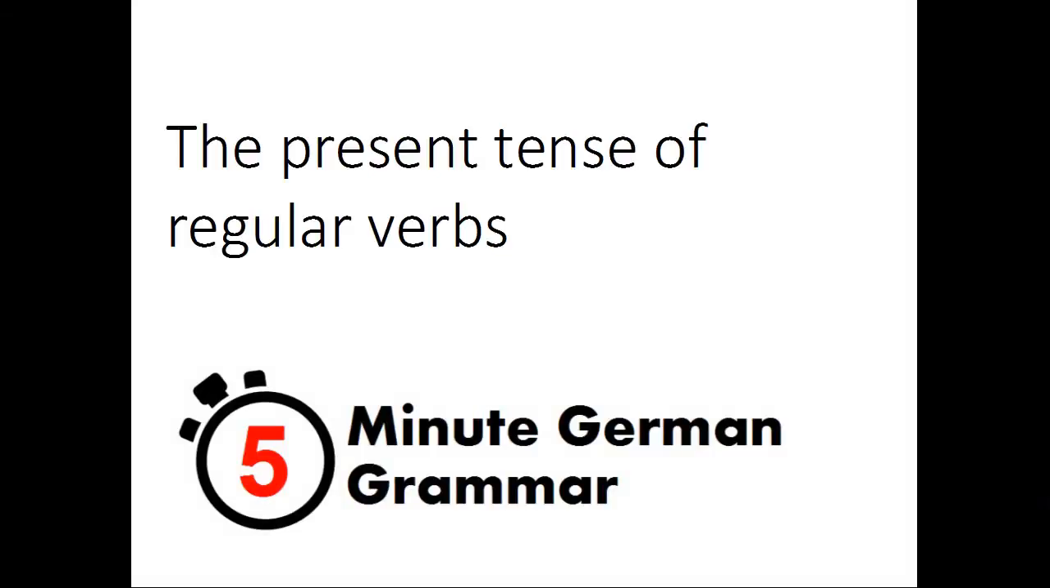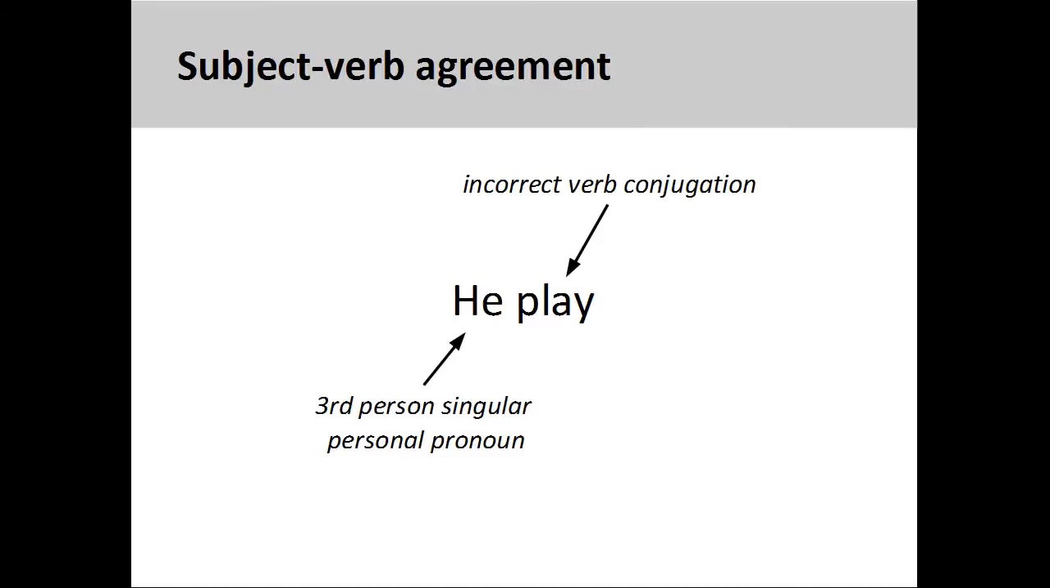Thank you for watching. This presentation will introduce the present tense conjugation of regular German verbs. When conjugating verbs, it is important to maintain agreement between the subject and the verb. That is to say, the verb must agree with the subject both in number and person.